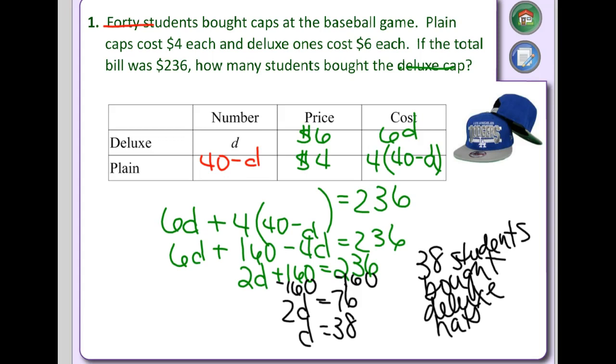Now, somewhere you should show me a check. We didn't do that too much yesterday, but again, we're just going to plug in numbers. We know that 6 times D, which is 38, plus 4 times, well, what's 40 minus 38? 2 equals 236, and then we'd find that it checks and works very, very well.